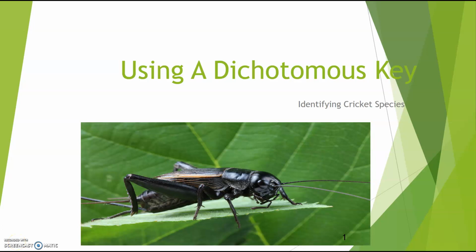Hello everyone. This tutorial is for the Bio 105 lab at the University of New England, Exercise 1. We're going to be talking today about using a dichotomous key to identify insect species.